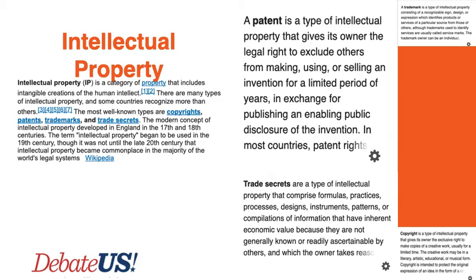A patent is a type of intellectual property that gives its owner the legal right to exclude others from making, using, or selling the invention. All right? And they get that right there, and they're the only ones who can distribute it. The second type in the resolution we'll deal with is a trade secret that has formulas, practices, processes, designs that have inherent economic value to the individual that created the invention.